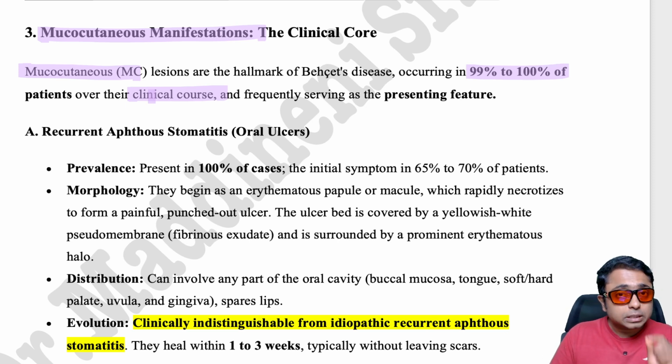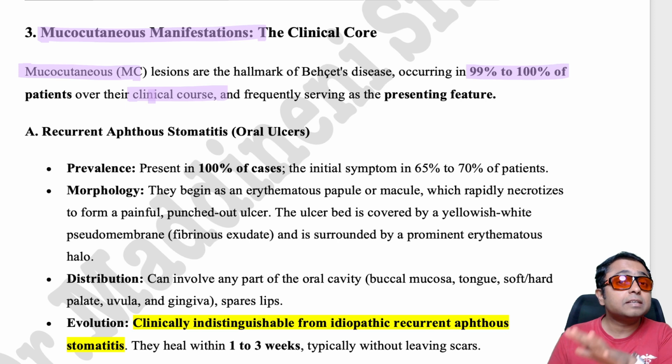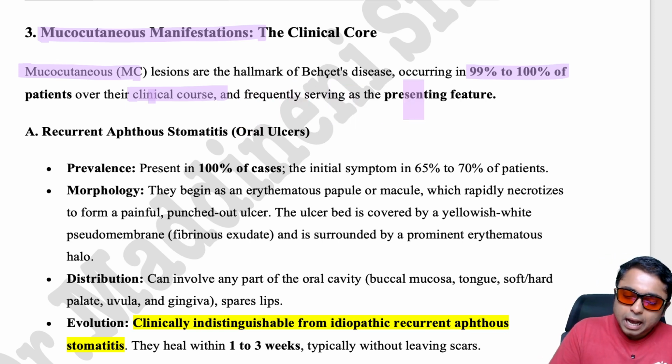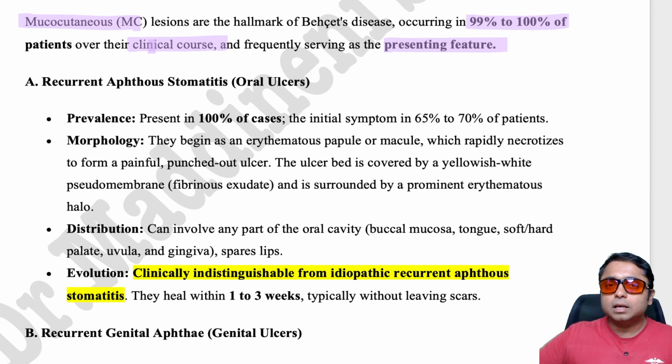So diagnosing this condition is very important, for which you should have a very clear-cut idea about the mucocutaneous manifestations of this condition, and that is the reason why this is being asked as a theory question. These mucocutaneous manifestations are the presenting feature in the patients most of the time. That is the reason why you should have a clear-cut idea. So what is the most important finding which you are going to see?